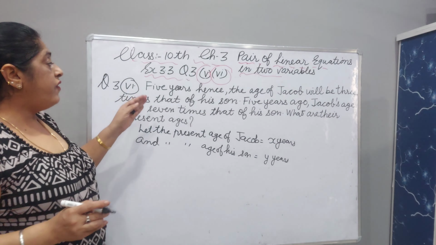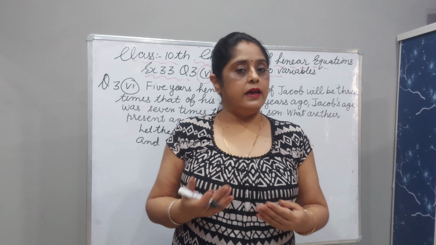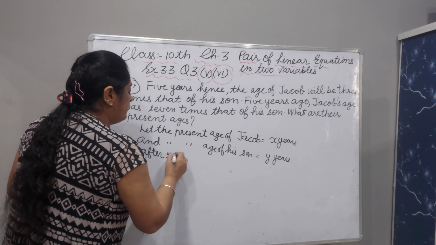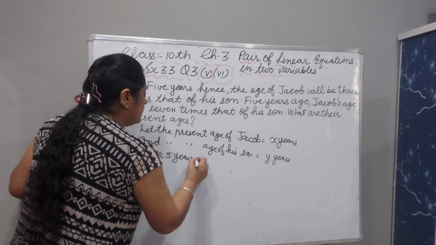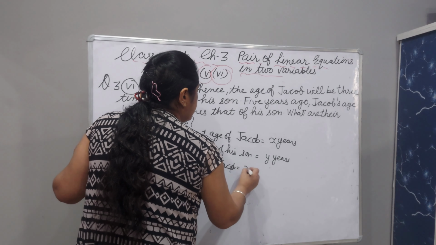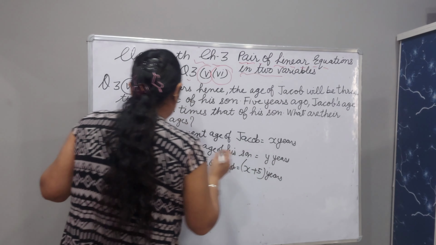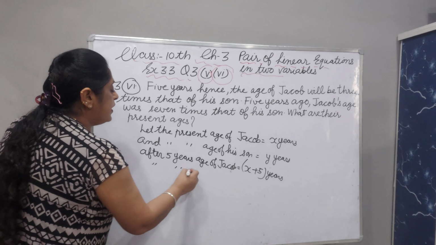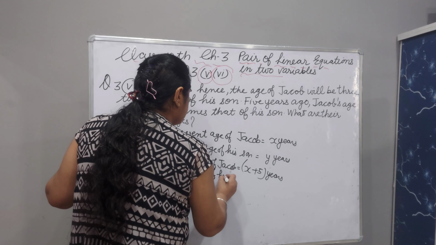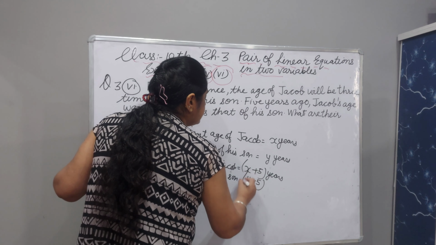What he is saying, 5 years hence. 5 years hence Jacob's age will be 5 years increased. After 5 years, age of Jacob will be x plus 5 years. After 5 years, age of his son will be y plus 5 years.